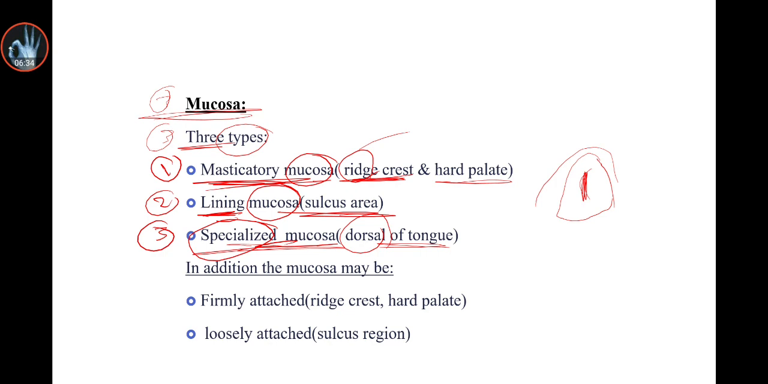So in the mucosa we have three types of the mucosa. Masticatory mucosa, which needs it to be a thick and for high stress as a masticatory process, and lining mucosa are founded on the sulcus area, and the specialized mucosa are founded on the dorsal surface of the tongue, which are specialized for the taste sensation. تعطينا إحساس التذوق أو الطعم. In addition to the mucosa, maybe there is other division اللي هو firmly attached and loosely attached.